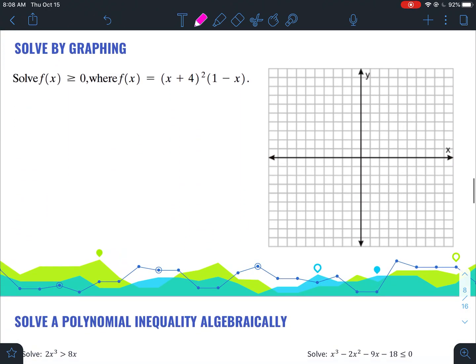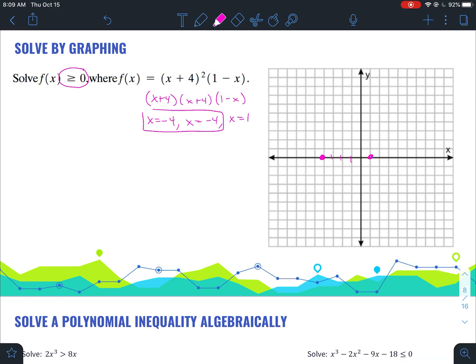If we want to solve the next one by graphing, we want to know, where is it greater than or equal to 0? So when it's greater than or equal to 0, we want to know where it also equals 0 on the x-axis. So the zeros, or the intercepts, or the roots, are going to count this time. So we have x plus 4 times x plus 4 times 1 minus x. So my x-intercepts are going to be -4, -4, and +1. So at -4, it's going to bounce. And then x equals 1 is also a solution.